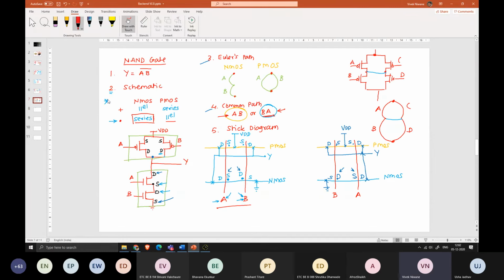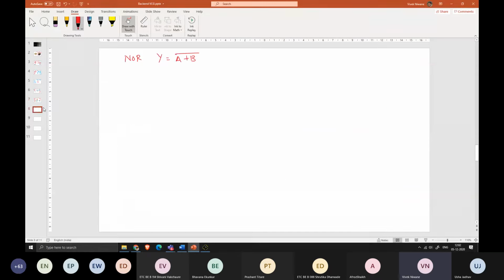और पता है कि भाई अगर प्लस है तो NMOS पैरेलल में कनेक्ट होंगे और PMOS सीरीज में कनेक्ट होंगे. मतलब PMOSes have to be connected in series. Inputs are A and B, whereas NMOSes have to be connected in parallel. A and B, it is connected to ground, it is connected to VDD, और यहां से दोनों के बीच में से जो कॉमन निकलेगा इट इज योर आउटपुट.